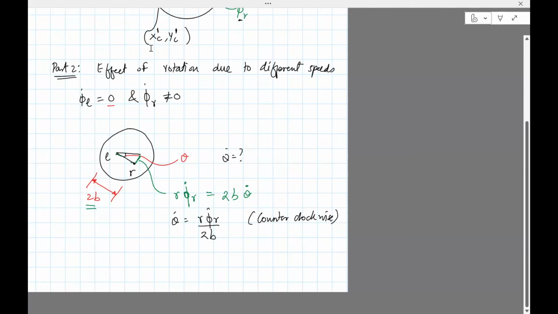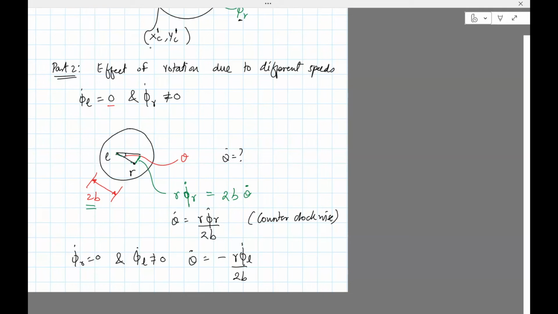I could do the same thing the other way: keep the right wheel fixed and spin the left wheel at a certain speed, and that will cause the differential drive to spin clockwise. So I'll get a similar expression, except with a negative sign. If phi dot r equals 0 and phi dot L is not equal to 0, then theta dot would be negative r phi dot L divided by 2b.